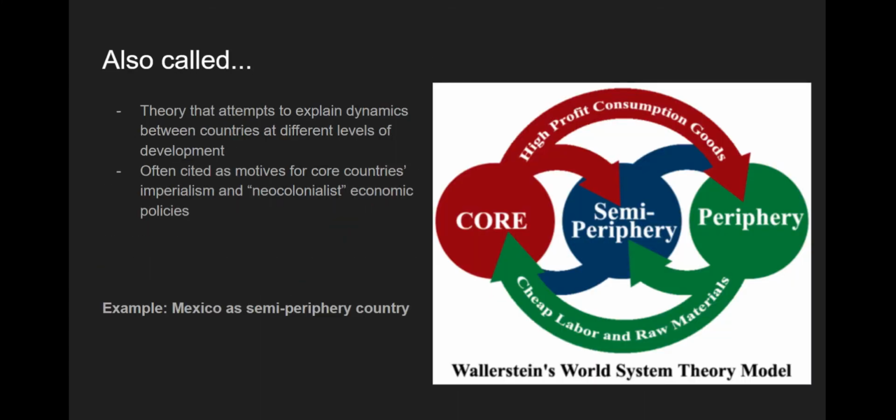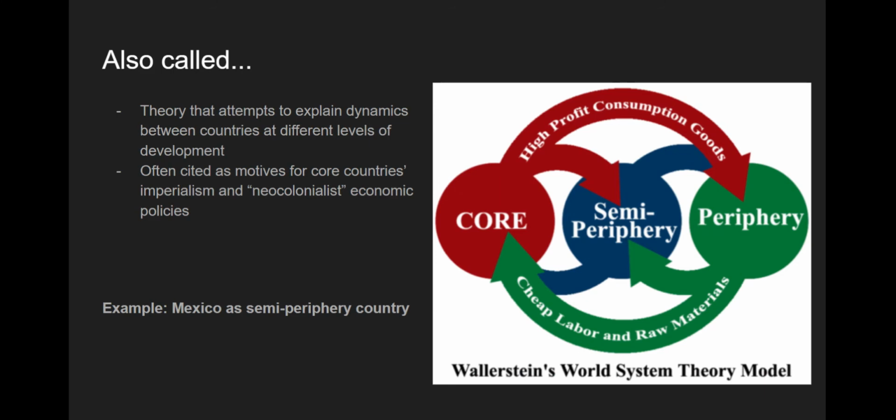Essentially, the summary of the model would be that, in general, raw materials and cheap labor, in terms of migration, often flow from the periphery to the semi-periphery and the core. Then you have the goods produced within the core that flow to the semi-periphery and the periphery. The semi-periphery has a place in the middle, where they're often a producer of goods and from raw materials, but they also in some ways still have economies that are based in extraction of raw materials. So the whole theory attempts to explain the dynamics between countries at different levels of development.